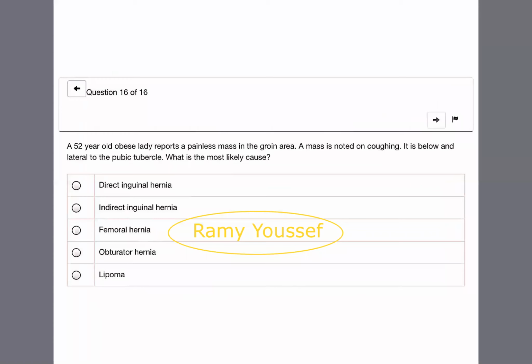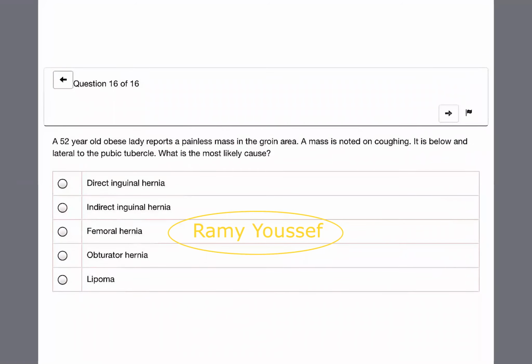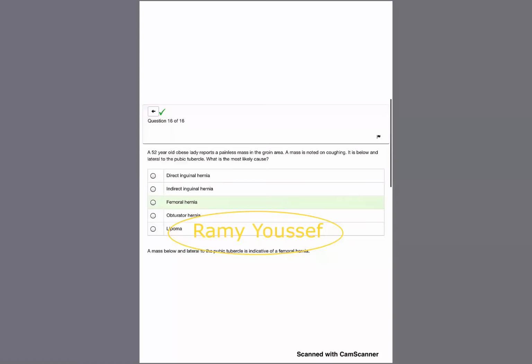Last question. Okay, Dr. Dafri, because he joined late. A 52-year-old obese lady reported a painless mass in the groin area. The mass has a cough impulse. It is below and lateral to the pubic tubercle. What is the most likely cause? So it is a femoral hernia. Exactly, the answer is easy.